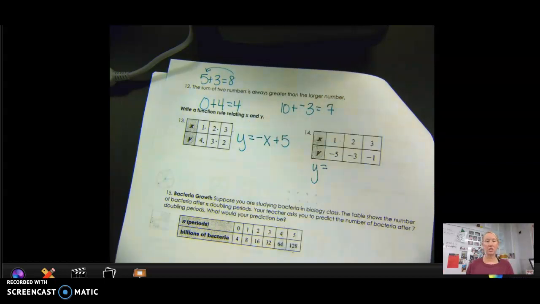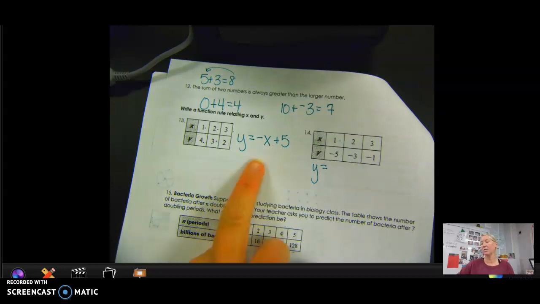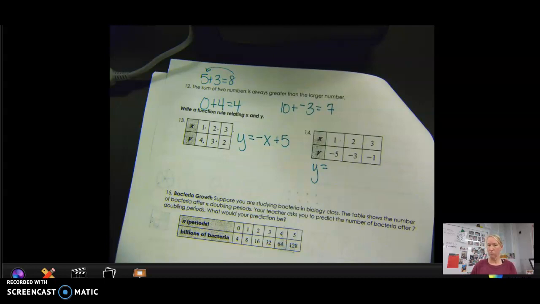And then I could do a follow-up question on that, guys, and say, okay, what if my value of x was 10? So then you would plug it into this equation. -10 plus 5, well, that would give me -5.